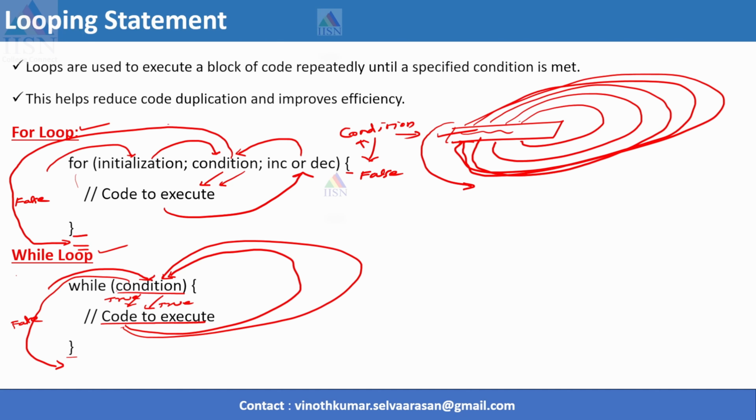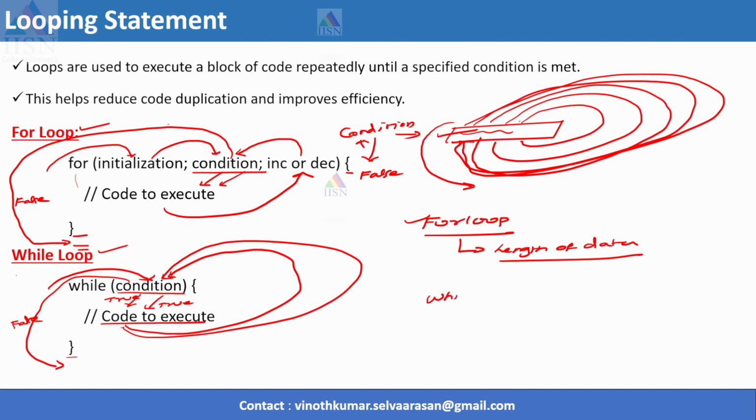But you may have a doubt: even though both loops have the same features, what is the difference between them? When to use the for loop, and when to use the while loop? For the for loop, when you know the exact length of the data you are accessing, then you go for the for loop.